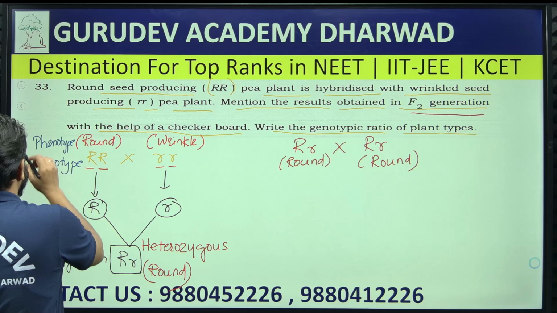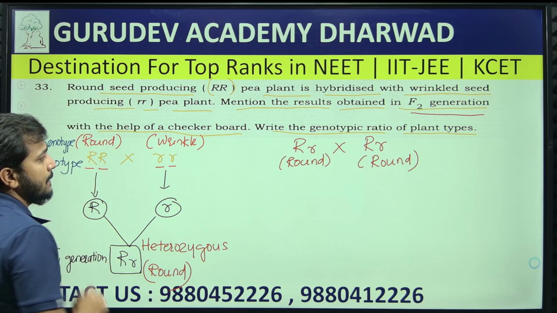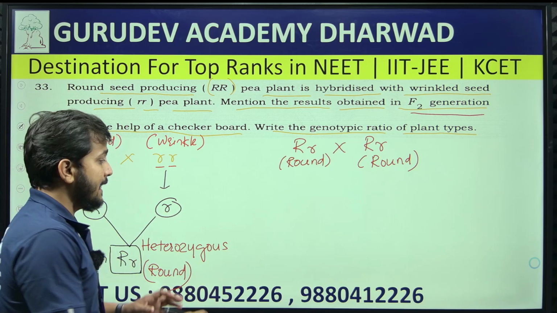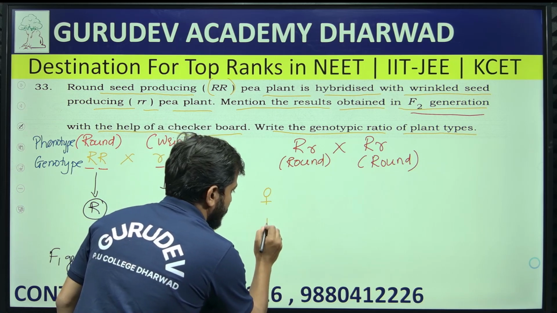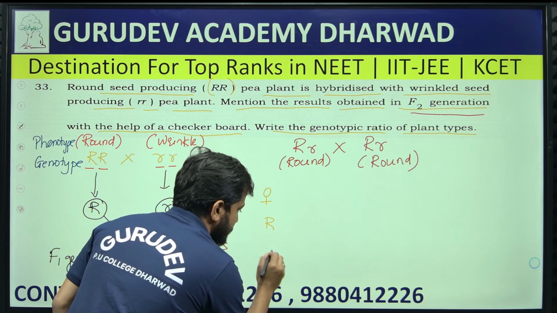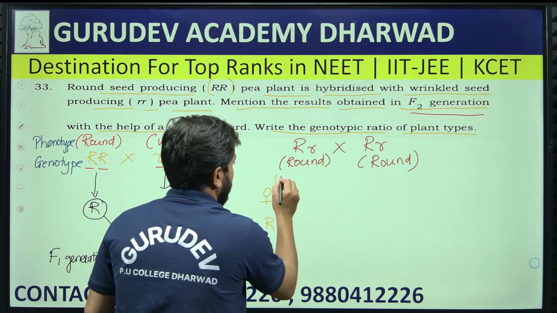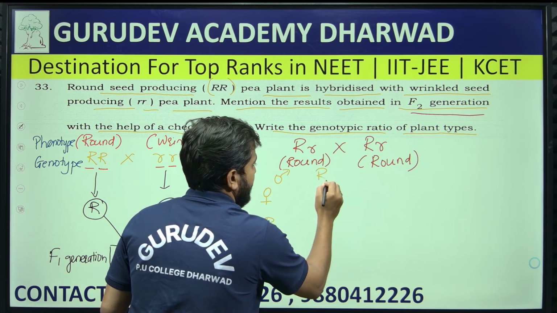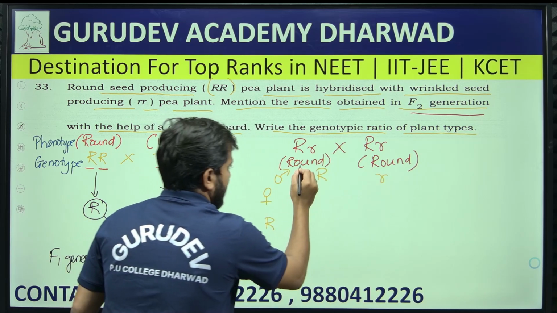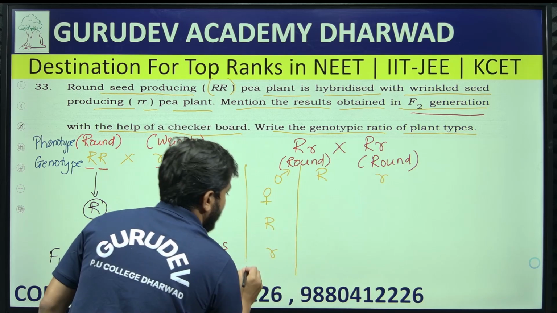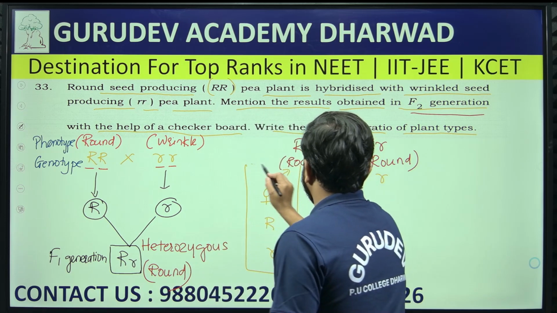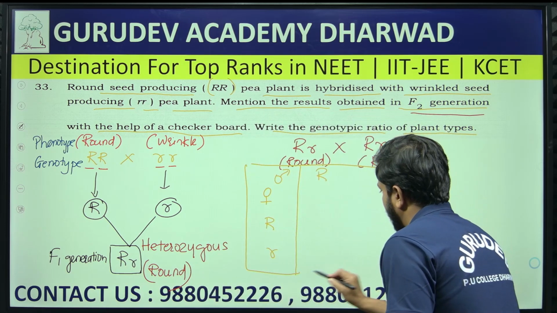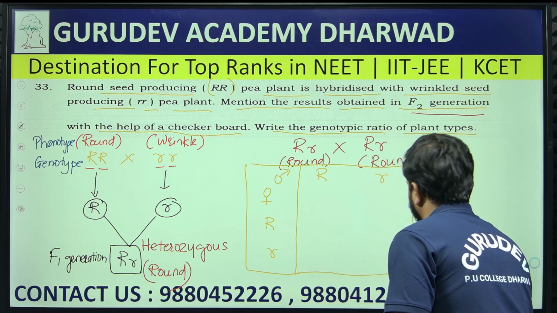Now when we see the heterozygous condition, it is going to produce two types of gametes. The female is going to produce two types of gametes, capital R and small r, and the male is also going to produce two types of gametes, capital R and small r. Then this is known as the checkerboard that we are going to represent here.